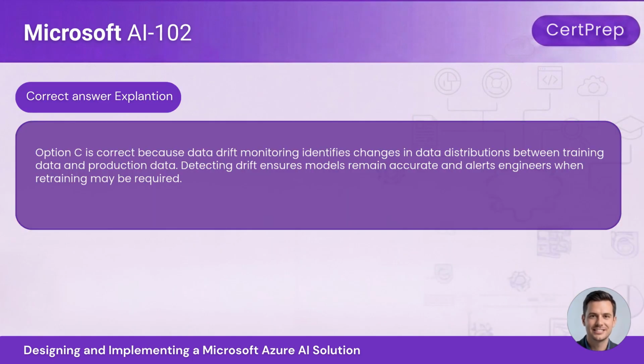Option C is correct because data drift monitoring identifies changes in data distributions between training data and production data. Detecting drift ensures models remain accurate and alerts engineers when retraining may be required.